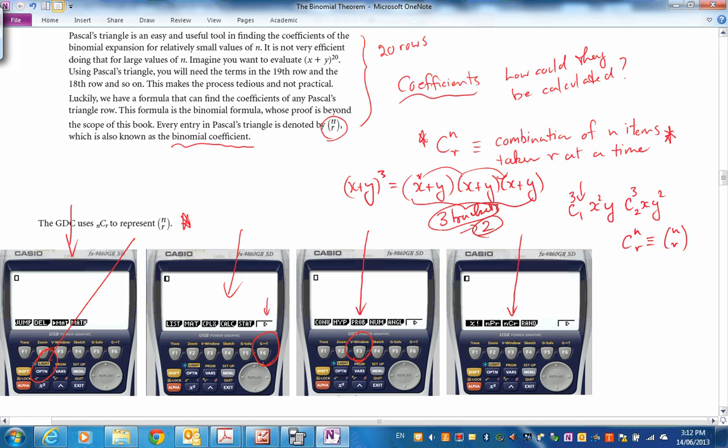nCr, the combination of n items taken r at a time. We're using that to choose how many ways we can create different terms from the binomial expansion, choosing a particular x or y from a particular number of brackets. So there's a little bit of background. We're going to go on with that a bit now.